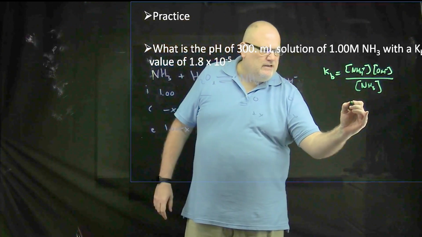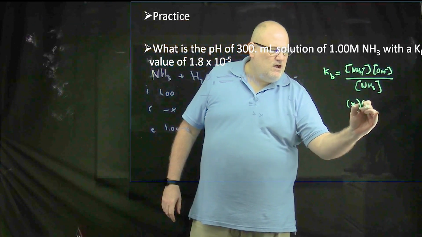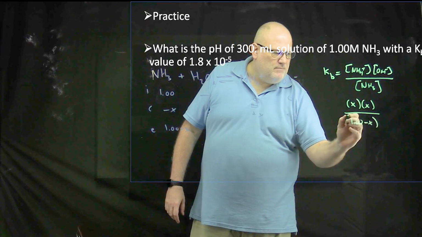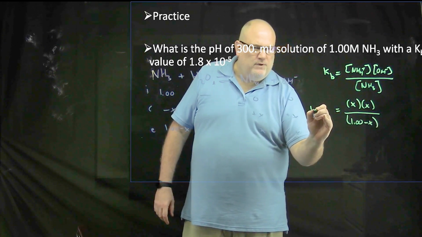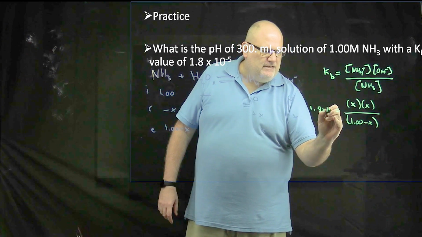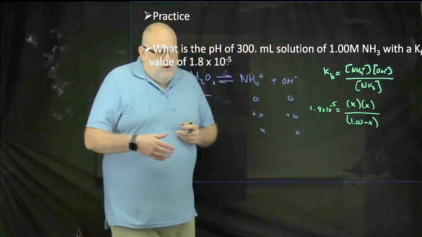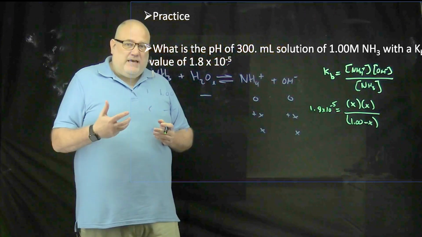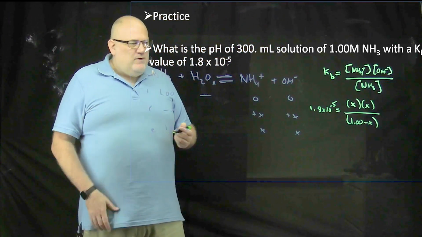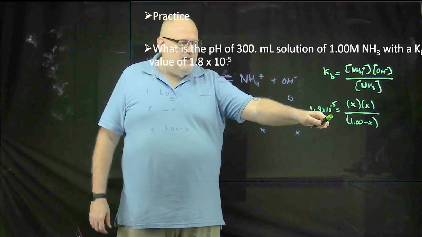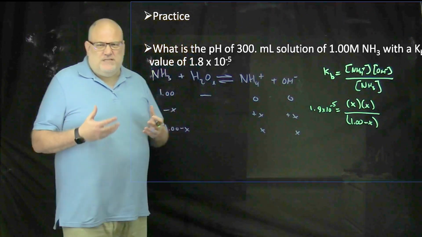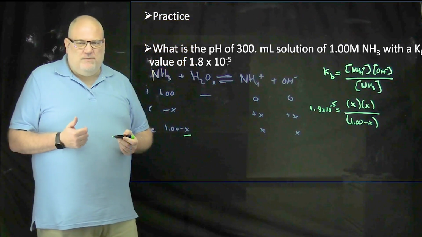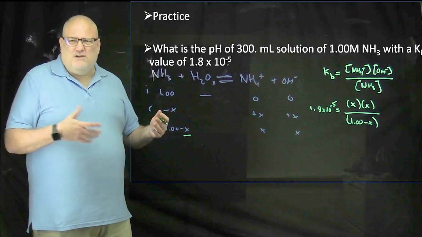If I do that, I'm going to end up with x times x on the top, all over 1.00 minus x on the bottom. And all of that's going to be equal to 1.8 times 10 to the negative 5. Now, for those of you who love polynomials, you could look at this and go, all right, I'm going to polynomial the heck out of that. But we have a trick here. Whenever we have a very small K, which is what we have right here, negative 5, we can make the assumption that the amount being lost here in our x is so small compared to the original that it's negligible. It's the mosquito on the elephant concept.